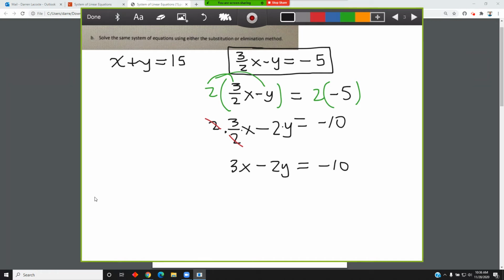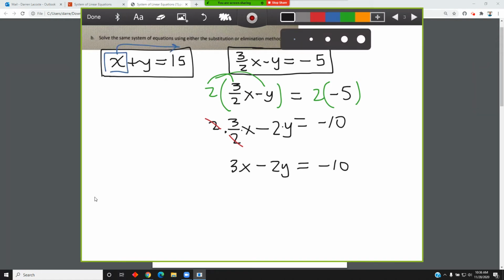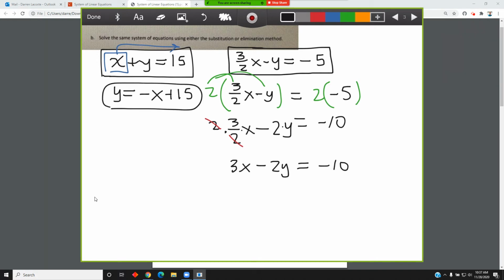Now we have to decide if we want to use substitution or elimination. Well, because of this particular equation not having any coefficients on the x or the y, substitution makes a very easy selection. So we'll solve this for y by subtracting x on both sides. So the x moves to the other side and changes sign. So we get y equals -x plus 15. Then we can substitute this into our other equation.